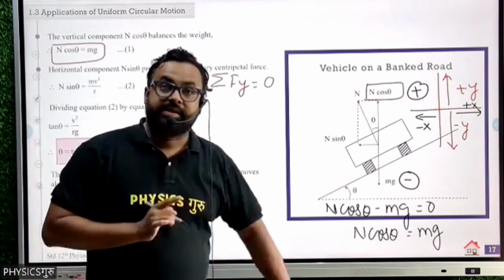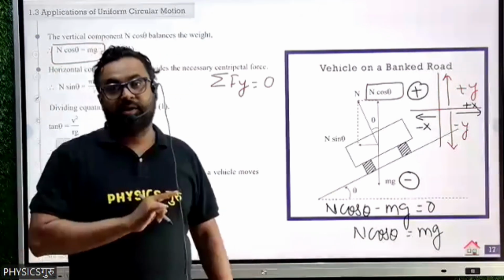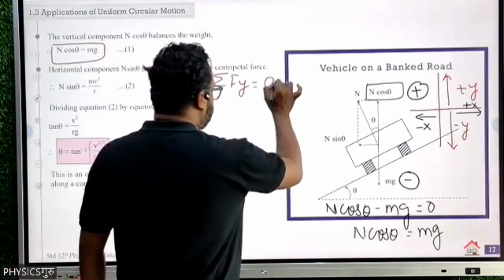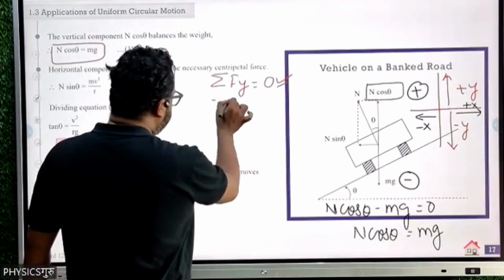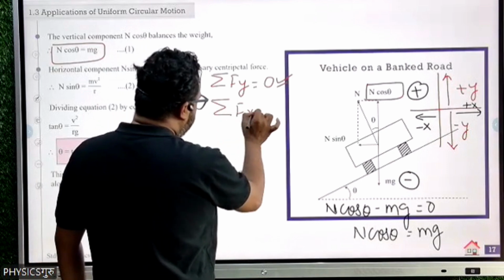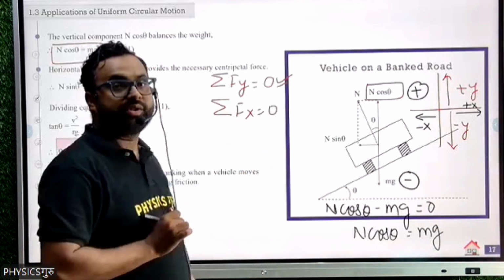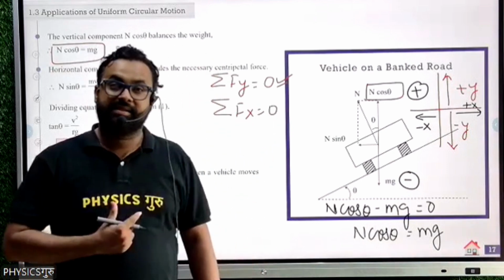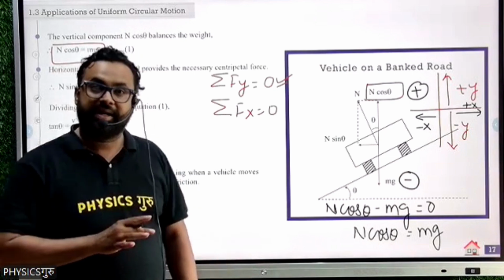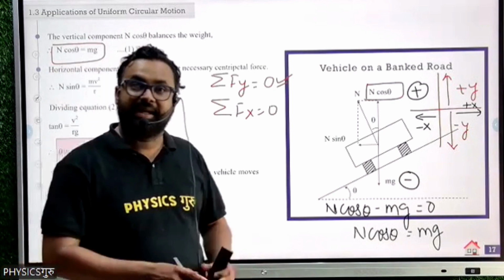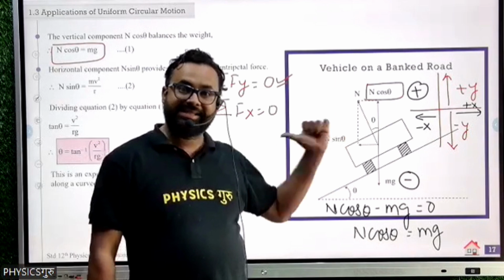Okay. Now, summation of Fy is equal to 0, step number 1 done. Now summation of Fx is equal to 0. Fx means all the forces acting along the x-axis. So how many forces are acting along the x-axis? We have basically N sin theta. So this is N sin theta.